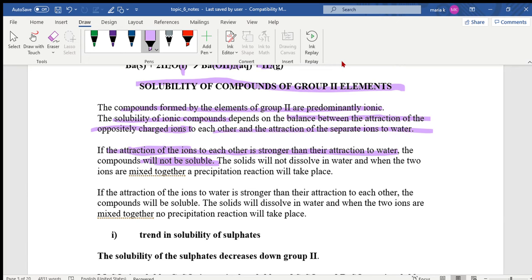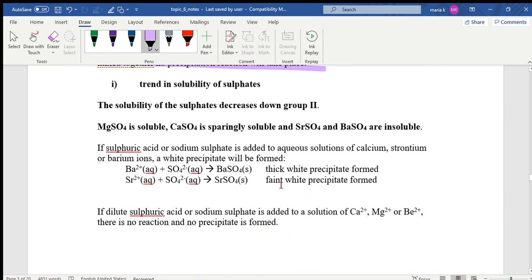And remember, at the top of that group, the electrons are held much more strongly to the nucleus, and so the metallic bonding is going to be much stronger, and so that attraction between the ions is likely to be stronger than the attraction between the ions and the water, and so that makes it not soluble, and therefore the precipitation reaction will occur. If the attraction to the water is stronger, the compounds will be soluble and no precipitate will be observed.